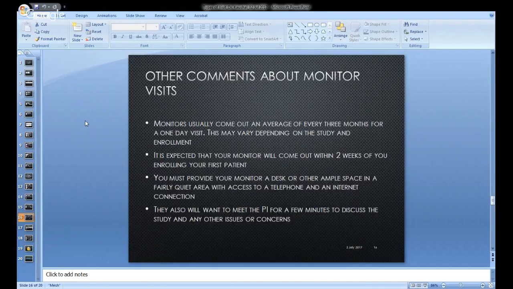So ensure that a monitor gets sufficient place and preferably a fairly quiet area so that he or she can concentrate and get the work done in the best possible manner. They also will want to meet the PI for a few minutes to discuss the study and any other issues or concerns. Like we were talking during the monitoring visit, you as a monitor will prefer to meet the PI after every visit and preferably towards the end of your visit and not in between.